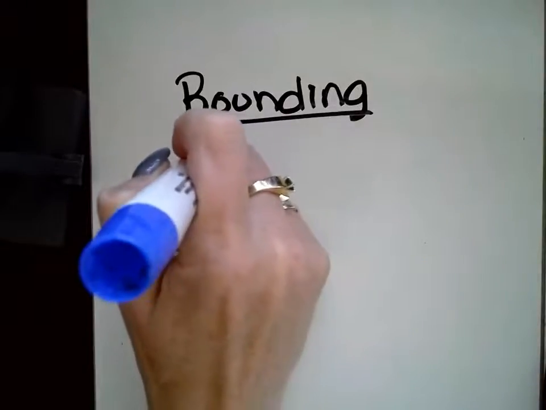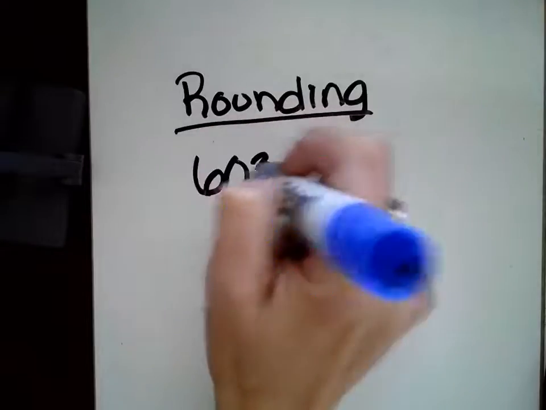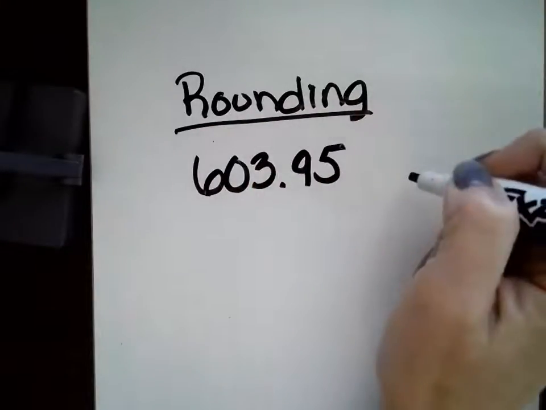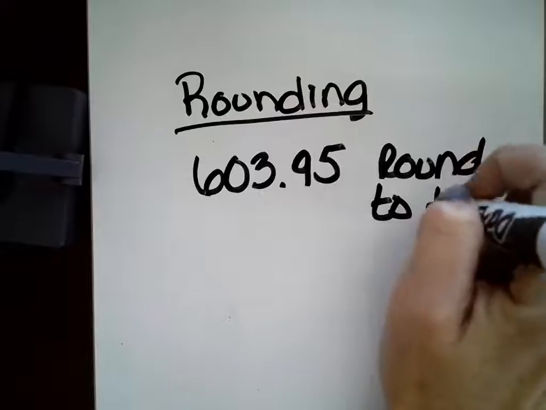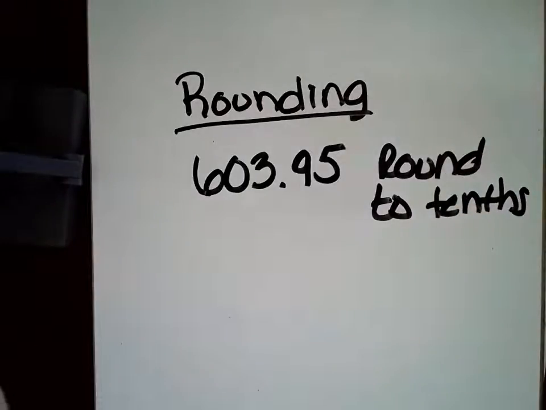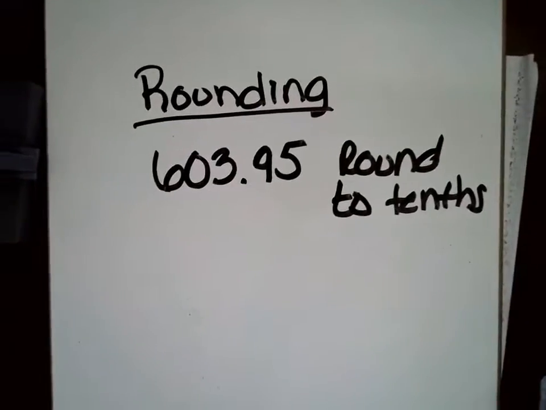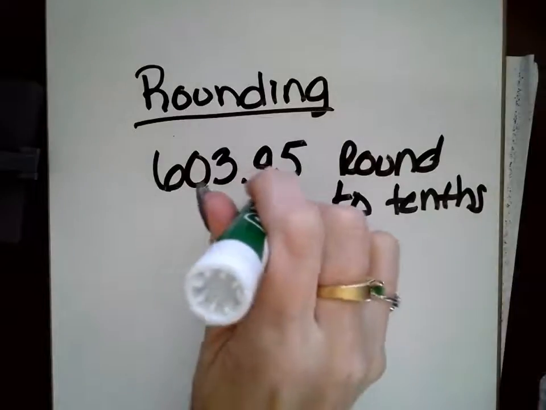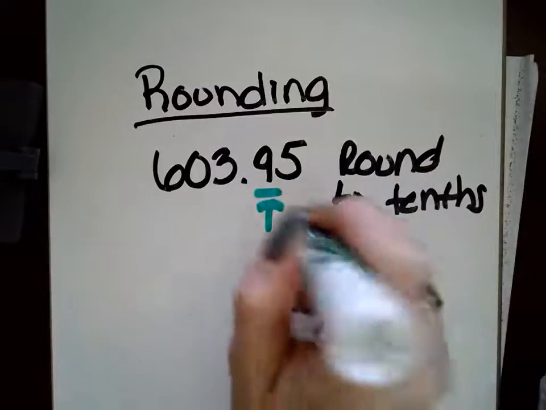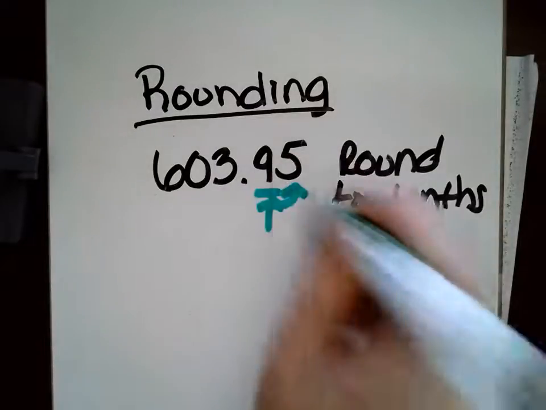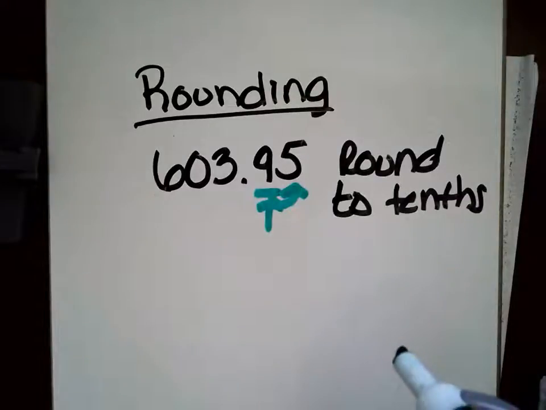But if I needed to take the number 603 and 95 hundredths, and I wanted to round to the tenths place, what we're going to do is we're going to look at the number, identify the tenths place. So this is our tenths place. So we want our number to truncate or stop here. So we look at the number that's smaller, which is a 5. Remember our rules of rounding. If it's 5 or above, we round up. If it's 5 or below, we round down.